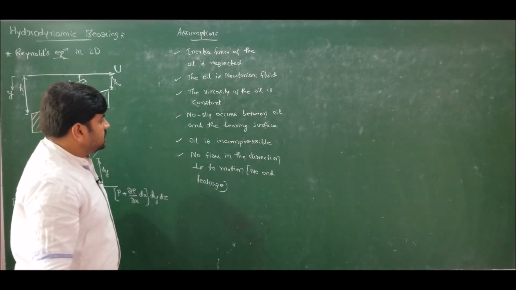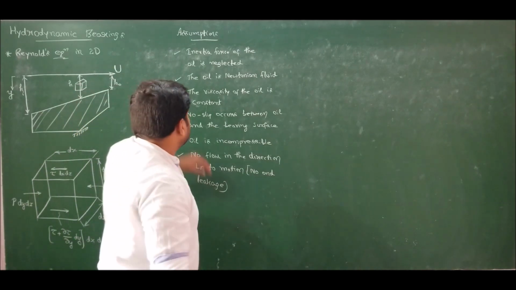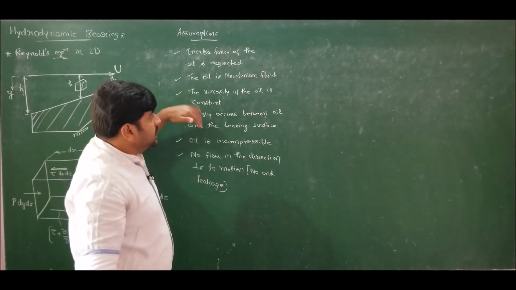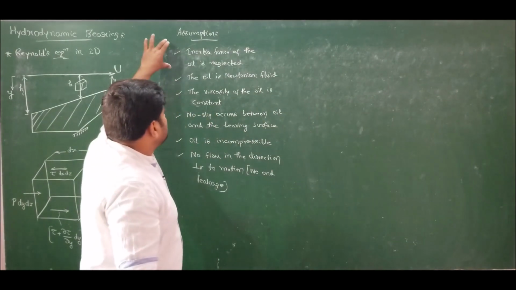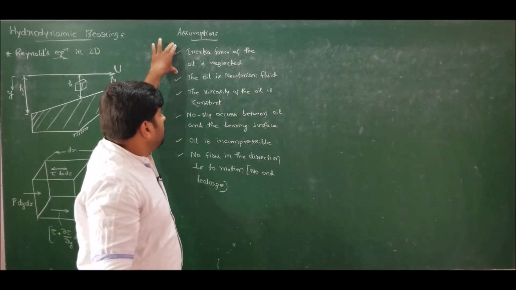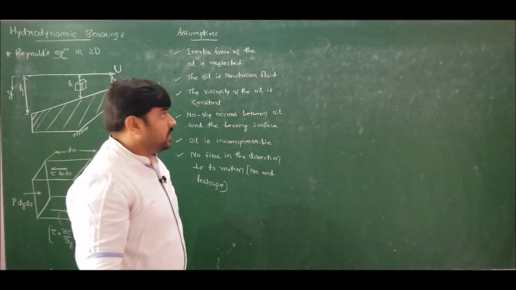So based on these assumptions, we can derive Reynolds equation in 2 dimensions. Let us pick one by one, incorporate these assumptions and derive Reynolds equation in 2 dimensions. What does the first one say? Inertia force of the oil is neglected means what? There is no acceleration in the oil.